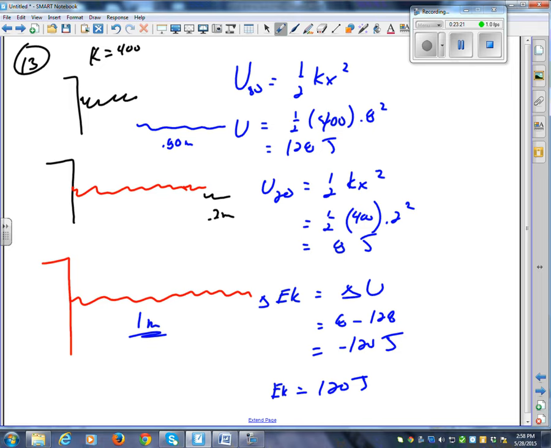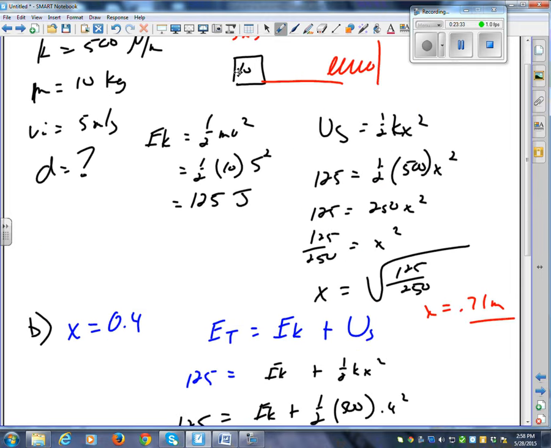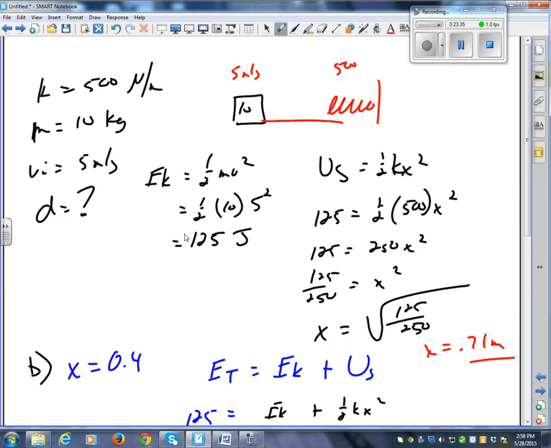Does it ask how fast it's going? No, it doesn't. This question actually, Hannah, is no different than 14. It's just the opposite, right? Instead of the kinetic energy going into the spring, it's the spring energy going into the kinetic. It's the exact opposite.